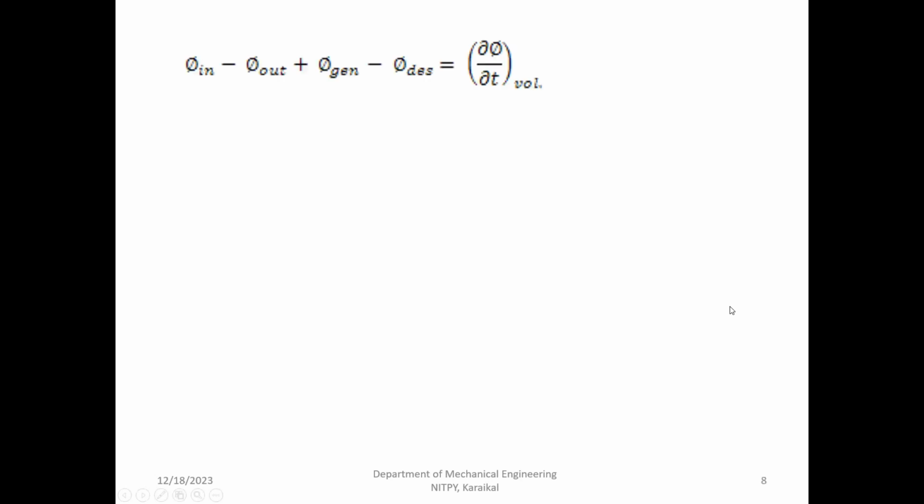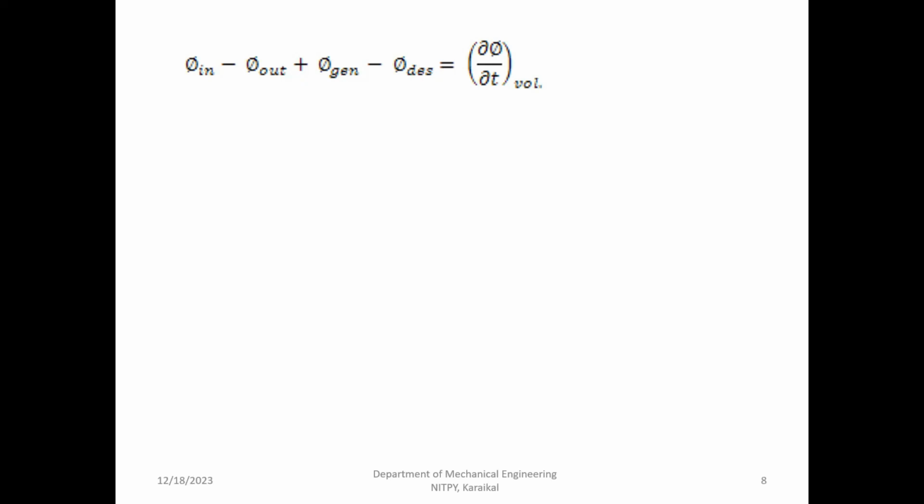Okay. So this is going to be a general equation for our computational CFD. Any property that's coming in will have a positive value, and going out will give a negative value. Anything that can be generated within this cell is going to be a positive value, and what is destroyed is going to be a negative value. This is going to be equal to the total change of property in the control volume at a given time.